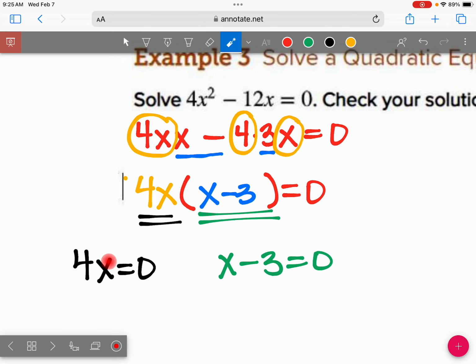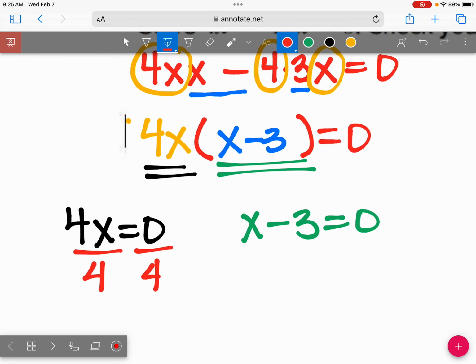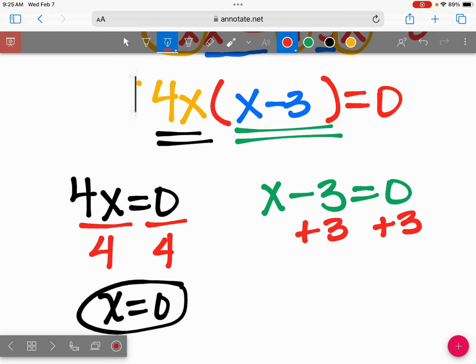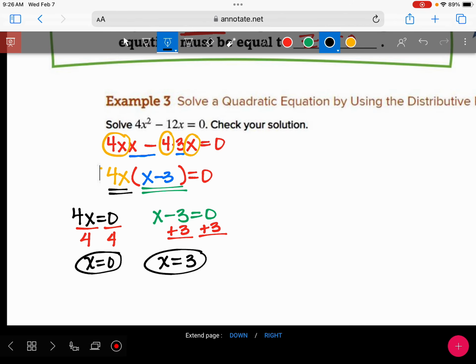If I'm multiplying by 4, what's the opposite of multiplying by 4? Dividing. So we're going to take this first equation and divide by 4. Does anyone know what 0 divided by 4 is? 0. So x equals 0, I have an x-intercept at 0. And my second factor is x minus 3, so I'm going to add 3. And 0 plus 3 is 3. And that would be my two solutions. These are my solutions.